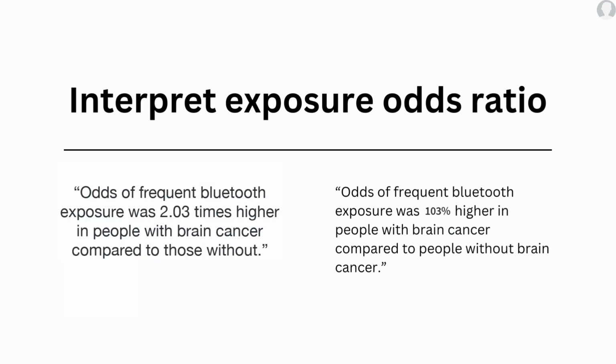I've phrased the interpretation in a couple of different ways. In the second, I've turned the odds ratio into a percentage. There are instructions on Canvas about how to do this. The most important thing to remember when you are interpreting the odds ratio is that they compare the frequency of exposure in cases and controls. All other measures of association compare the frequency of outcome in the exposed and unexposed.